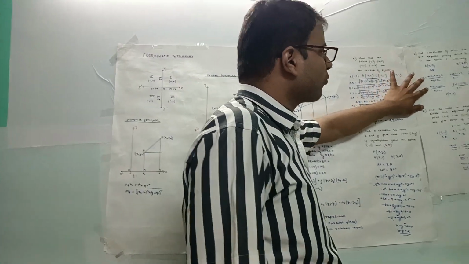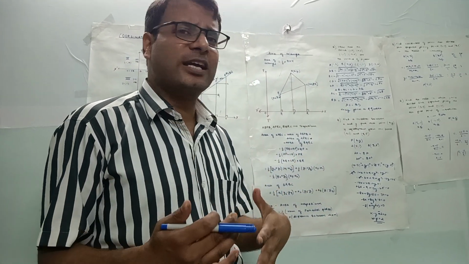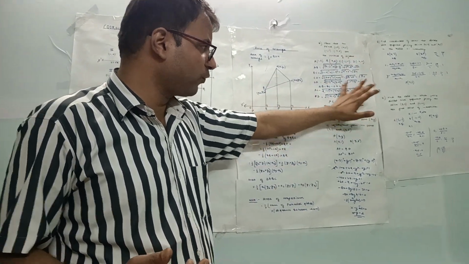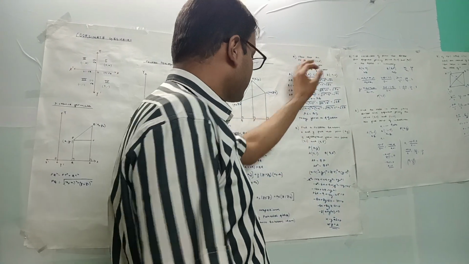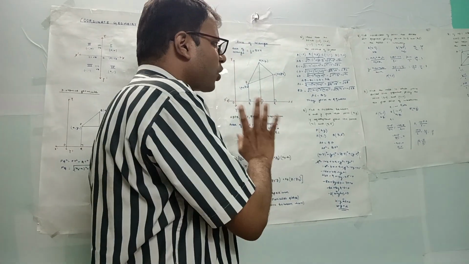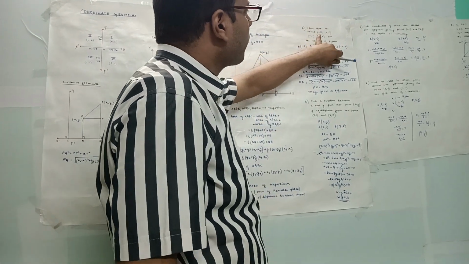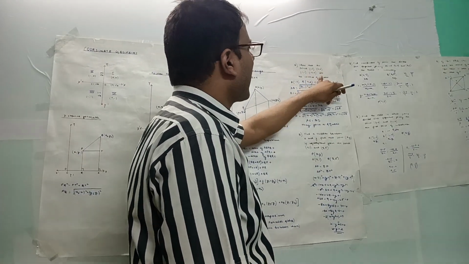Now see, there are some questions. I have solved this question before so that time might not get lost in solving it, but I will put my hand here and explain it. There are 4 points. Show that the points (1, 7), (4, 2), (minus 1, minus 1), and (minus 4, 4) are the vertices of a square.